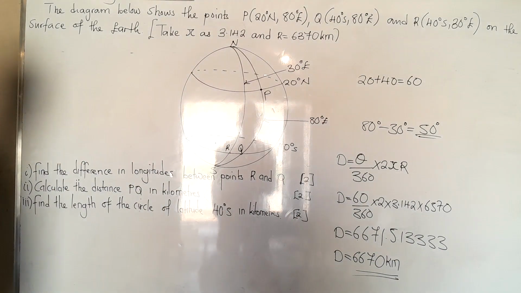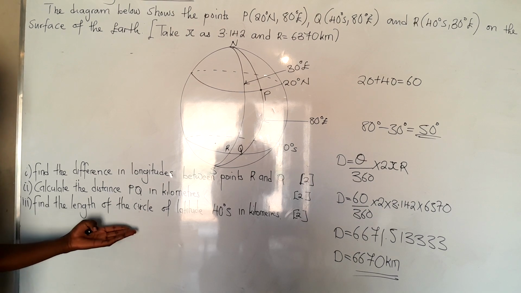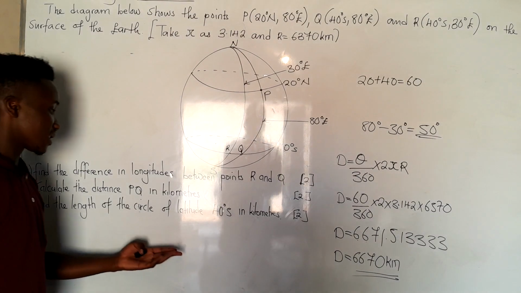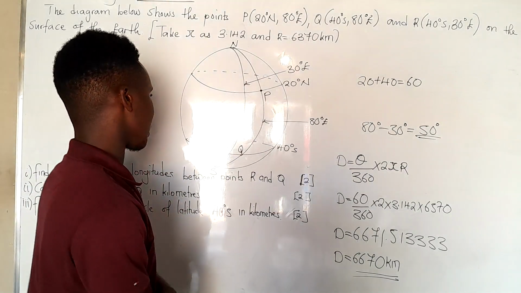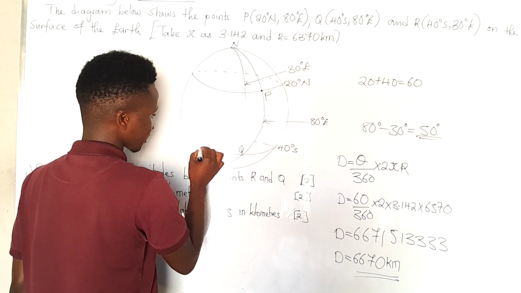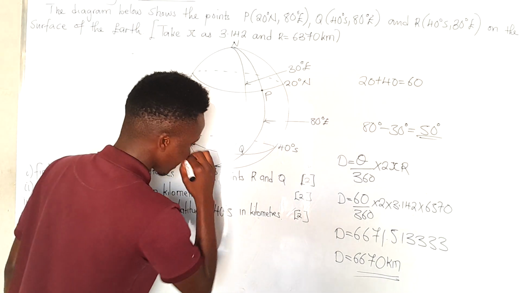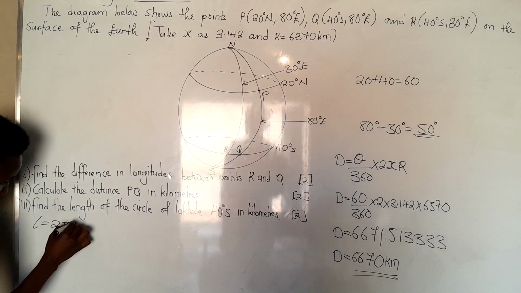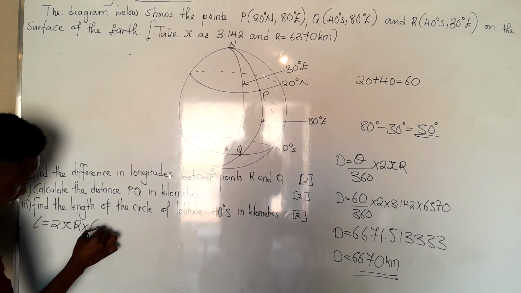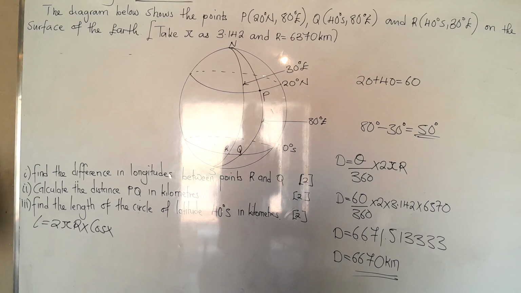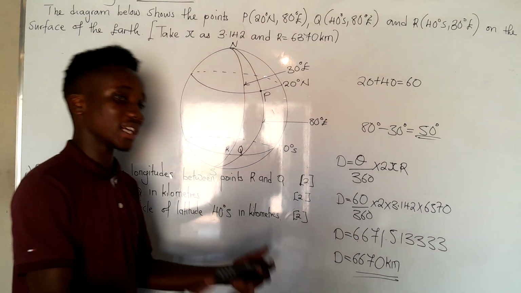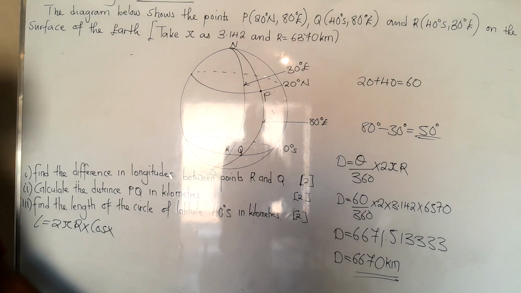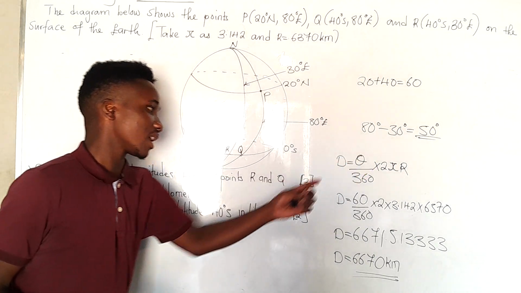We go to the last part of the question. Find the length of the circle of latitude 40 degrees south in kilometers. So they want us to find the length of this latitude line here. So how do you find length? The formula for length is equal to 2 pi r times cos x. So this is the formula when they ask for the length of the circle of latitude. What have we done? We've just removed this 60. We've removed theta over 360.